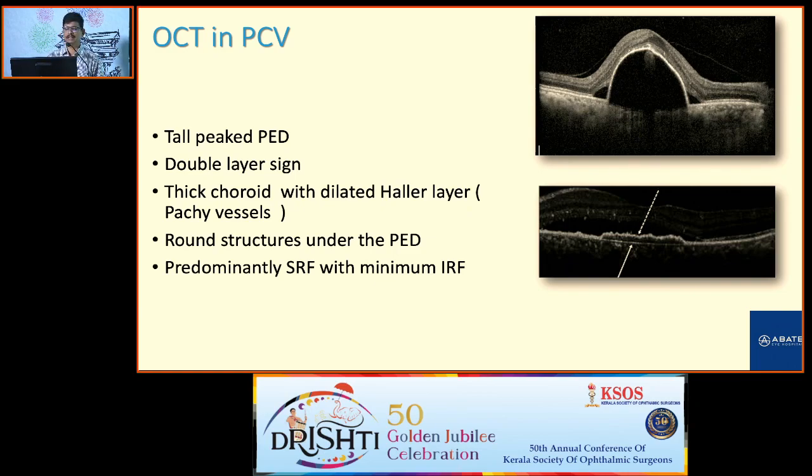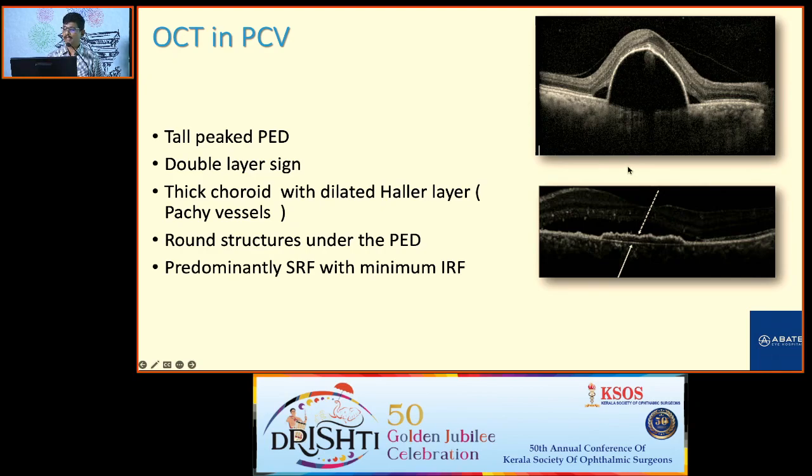You can see signs like a tall peaked PED. Then we can also sometimes see round structures under the apex of the PED, which represent the polyps. Then they can also have a double layer sign, which means that the retinal pigment epithelium and the Bruch's membrane are separated by the neovascular branching vascular network in between.